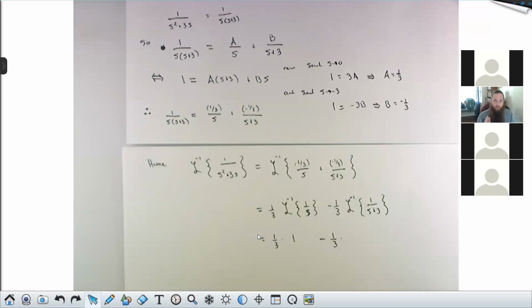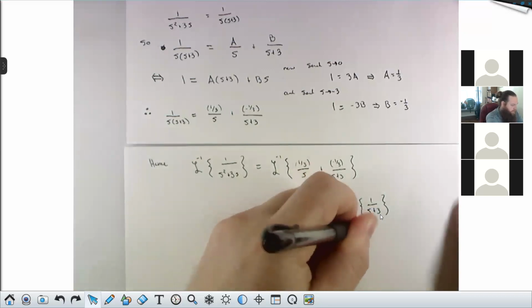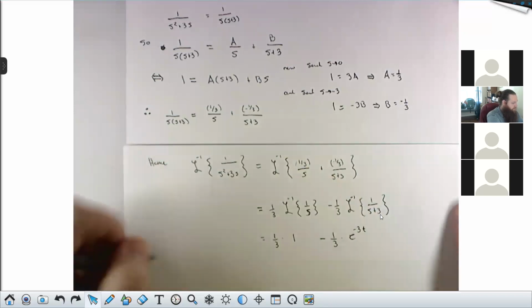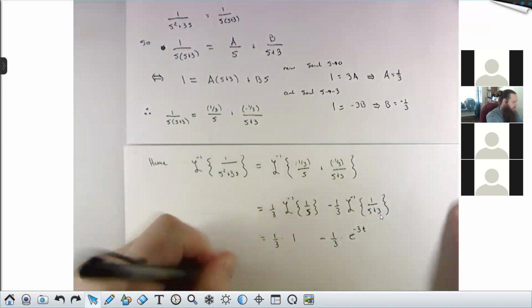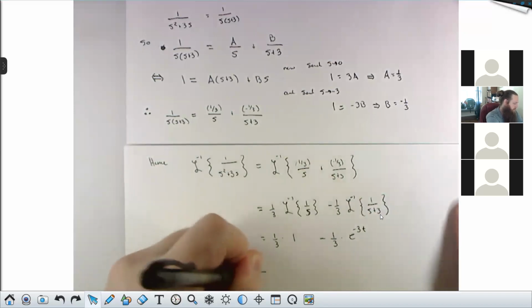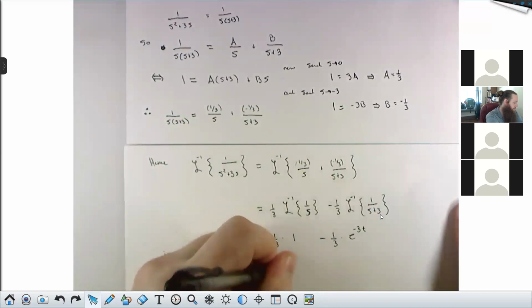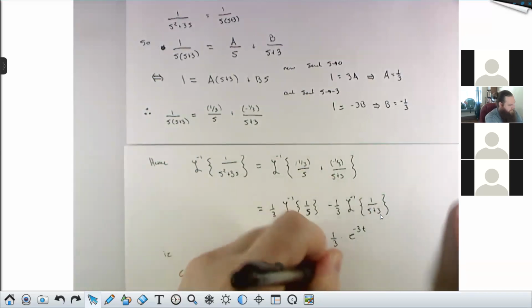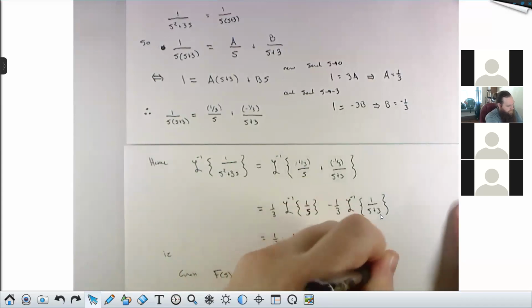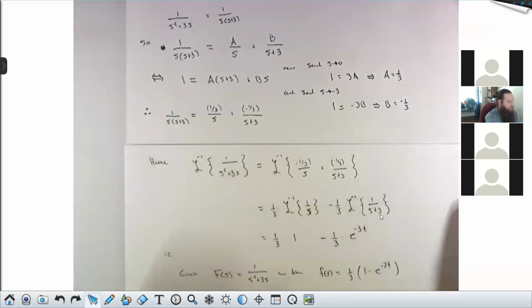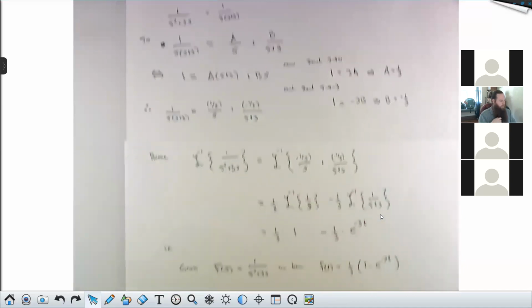Very good, right? 1 over s minus a is the Laplace transform of e to the at. This is 1 over s minus negative 3. So that's e to the negative 3t, i.e., given F of s equals 1 over s squared plus 3s, we know that little f of t, I'll factor the 1/3, is 1/3 times 1 minus e to the negative 3t. Boom, you just took your first inverse Laplace transform.